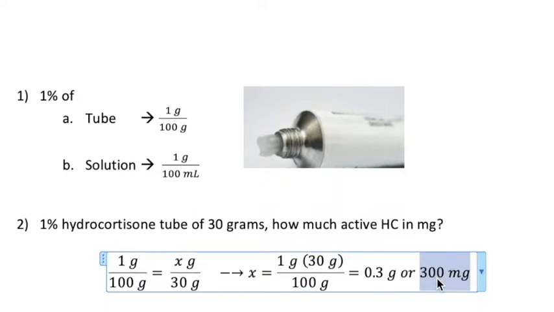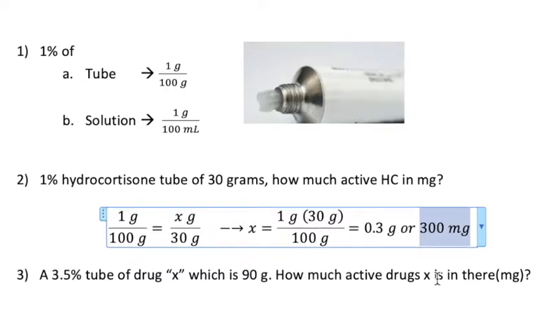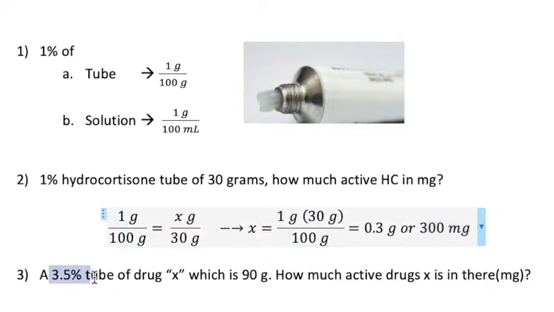Okay, we're going to do this question. You're going to pause. Once you solve this equation, come back and unpause the video to find the answers, okay? Good. So the question says, you have 3.5% of a tube with the drug X. The entire drug X, which is a tube, so you know it's a cream, weighs 90 grams. They want to know the active ingredient. Again, it's a similar question. Let's see if you got it.